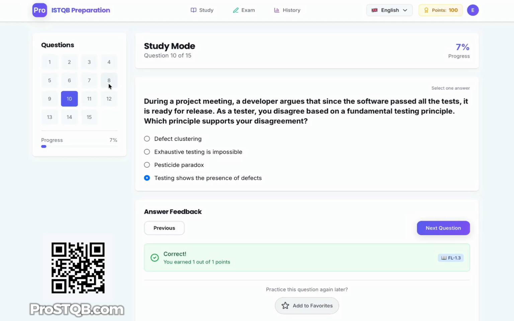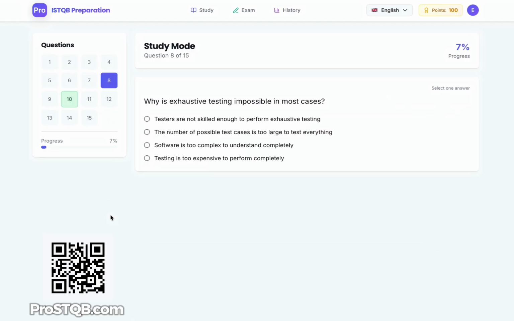Let's move on to question number 2. Why is exhaustive testing impossible in most cases? The key words here are why and impossible. Not expensive nor difficult, impossible. Option A blames the tester. No, even the world's best testers could not execute every possible combination. Option C sounds convincing because software can certainly be complex, but complexity is not the fundamental reason.